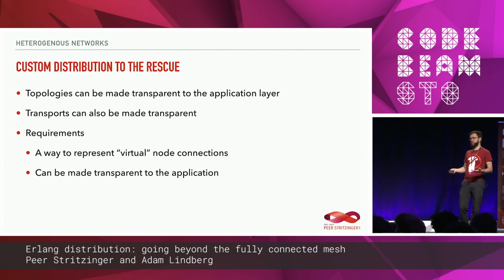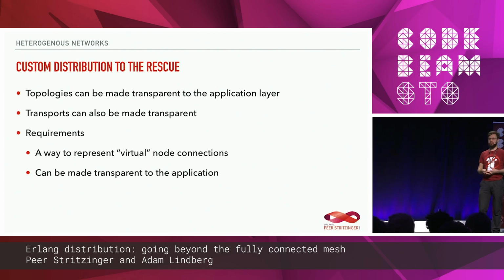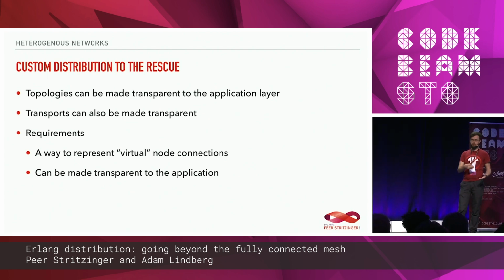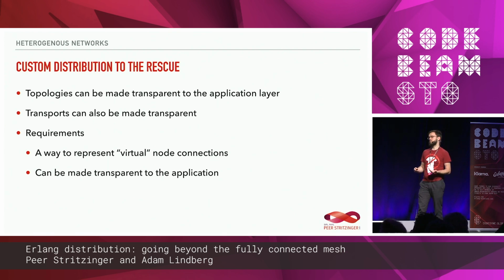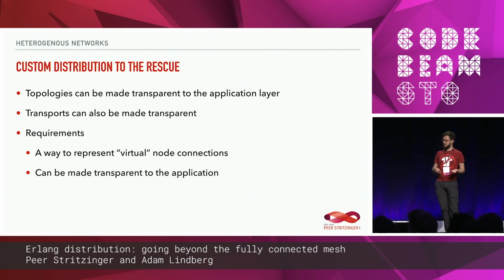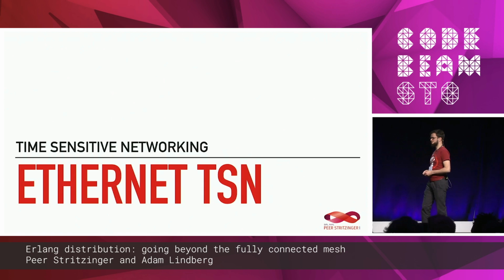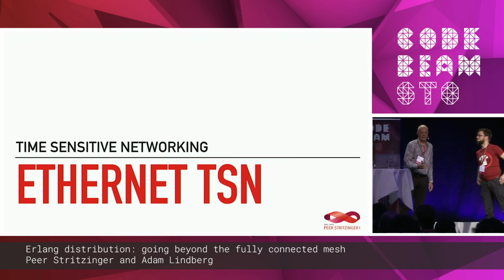So to do this, you need some way to represent a virtual node connection. Either a way to hide it from Erlang, so that from Erlang's point of view it looks like a nice, full node group, or somehow you need to deal with this. And we think it can be done in a transparent way, so that you don't have to adjust your application, so that you can rely on the full power of OTP basically. I was talking about how you could do this already on the network layer, and so Per will go a little bit into Ethernet TSN and what this can bring us.